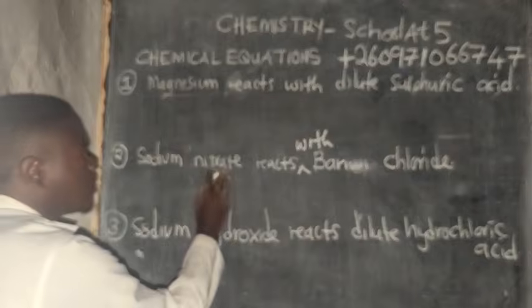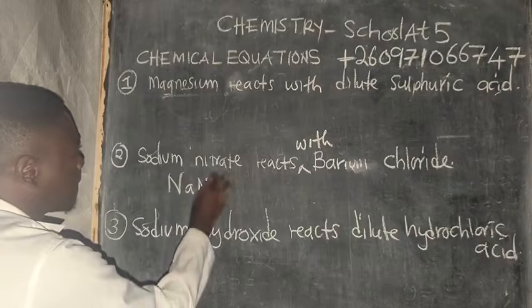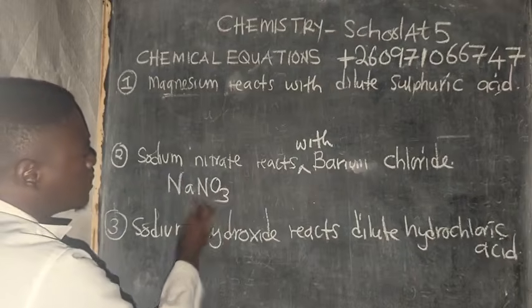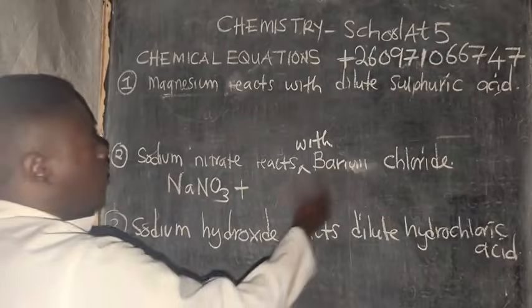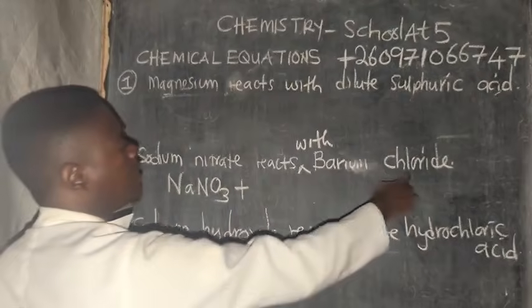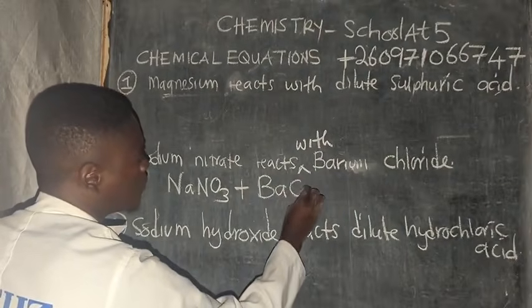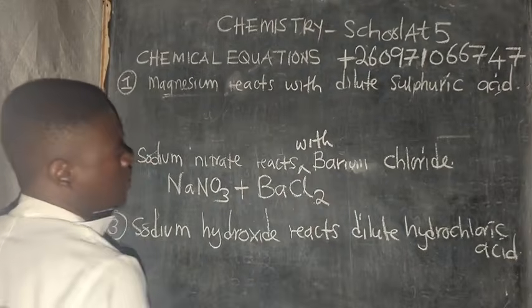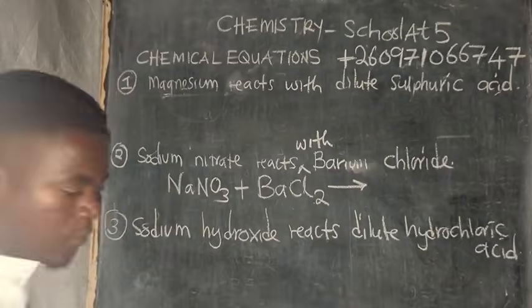Sodium nitrate. Sodium nitrate is like this. Sodium nitrate reacts with what? What is the other reactant? Barium chloride. Barium chloride is like this. This is barium chloride. What are the products now?